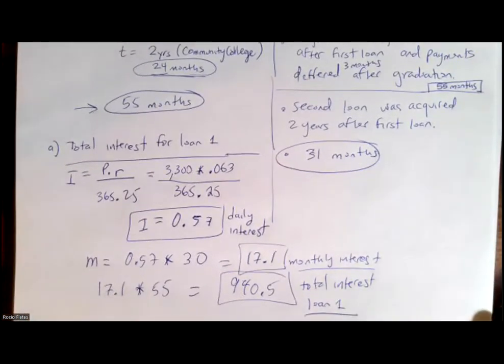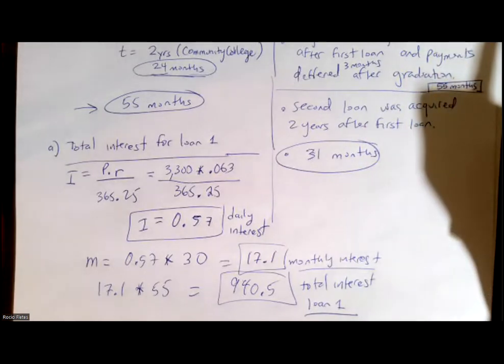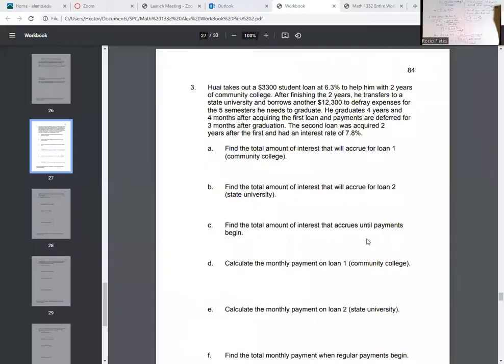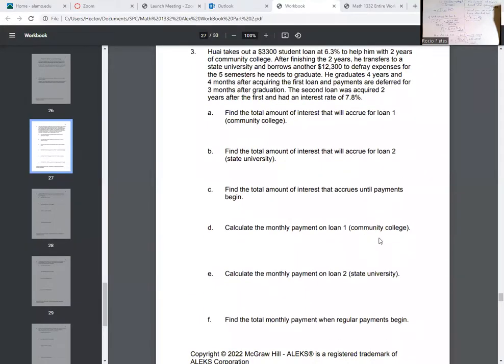All right, now let's go ahead and do the same thing. I think they have the same. Let me look at the questions. Find the total amount of interest that accrues until payments begin. Hold on. Part B. So A, the total amount of interest for loan one was A. Now we're going to do the same thing for B. Find the total amount of interest that will accrue for loan two, the state university. So you're going to follow the same process, but now it's going to be for the second loan.